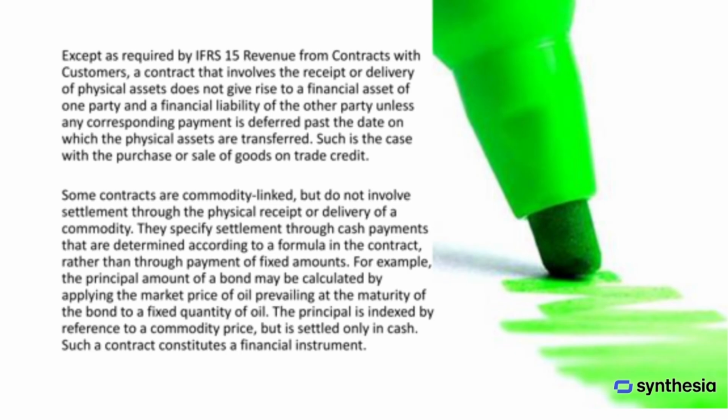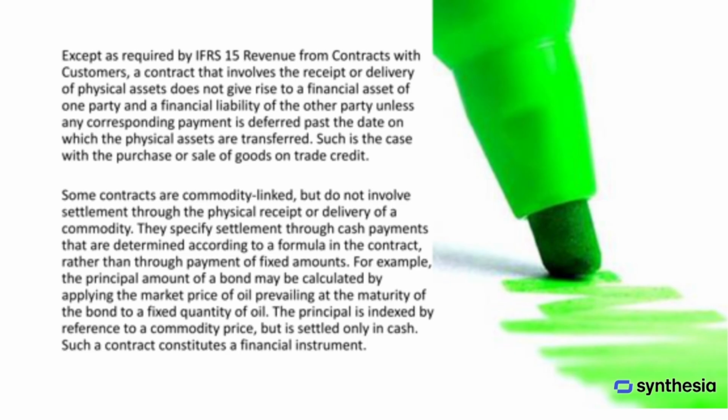Except where IFRS 15, revenue from contracts with customers, applies, a contract involving the receipt or delivery of physical assets does not create a financial asset for one party and a financial liability for the other unless payment is deferred beyond the transfer of the assets. For example, buying or selling goods on trade credit does create a financial asset and liability.